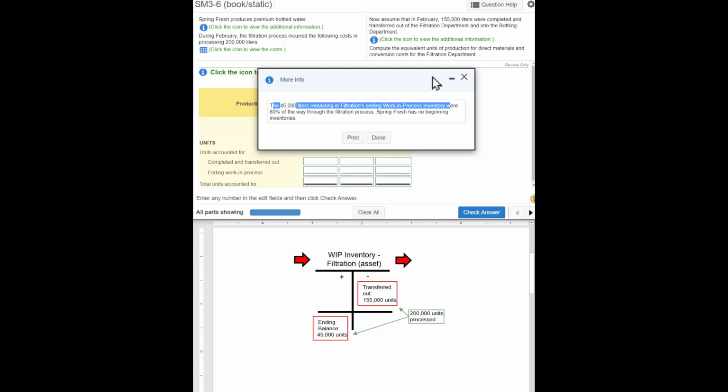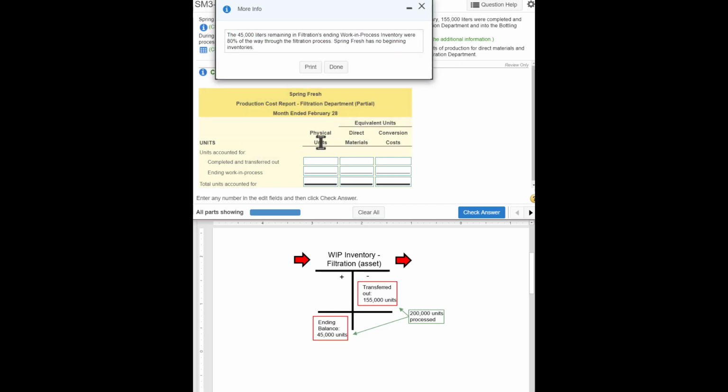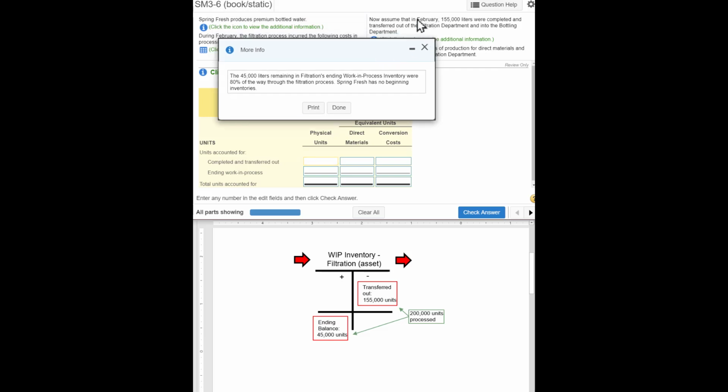So we can actually do this right now. Physical units, right here, this set of columns, the amount of units completed and transferred out is 155,000, which I got from up here. So we can plop that in here. 45,000 are still in, which we get from right here, and which we get from basic math. And total units accounted for is the 200,000, which is also 155,000 plus 45,000 gives us 200,000 units accounted for.